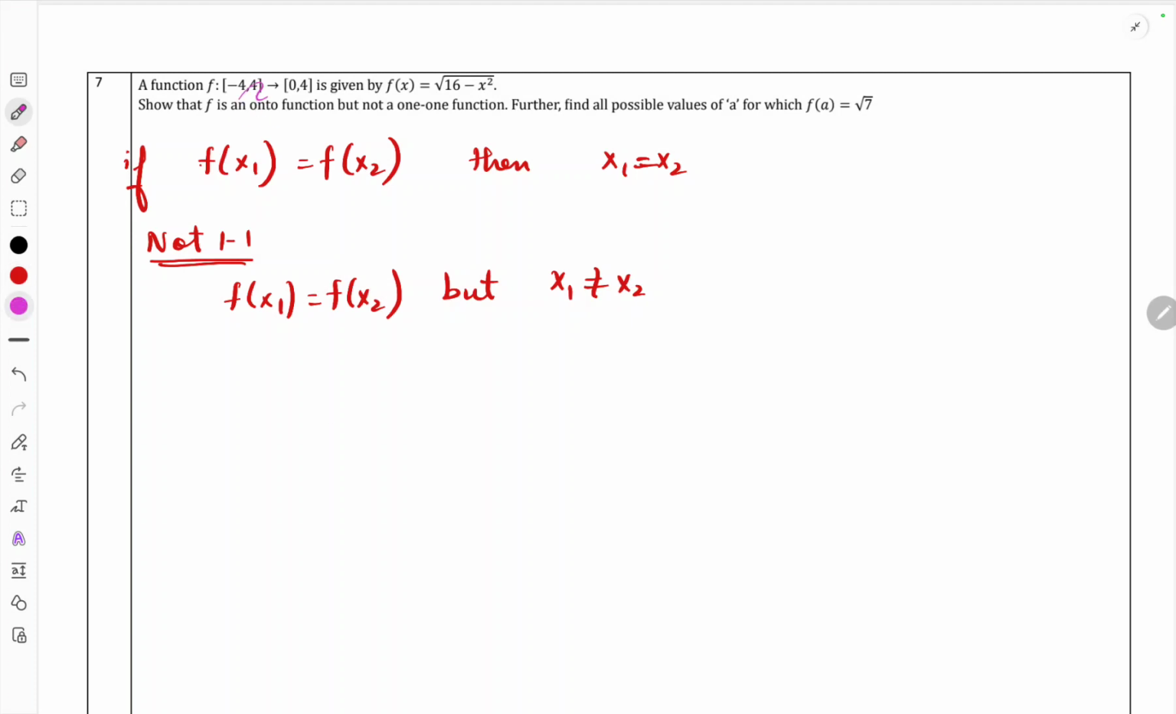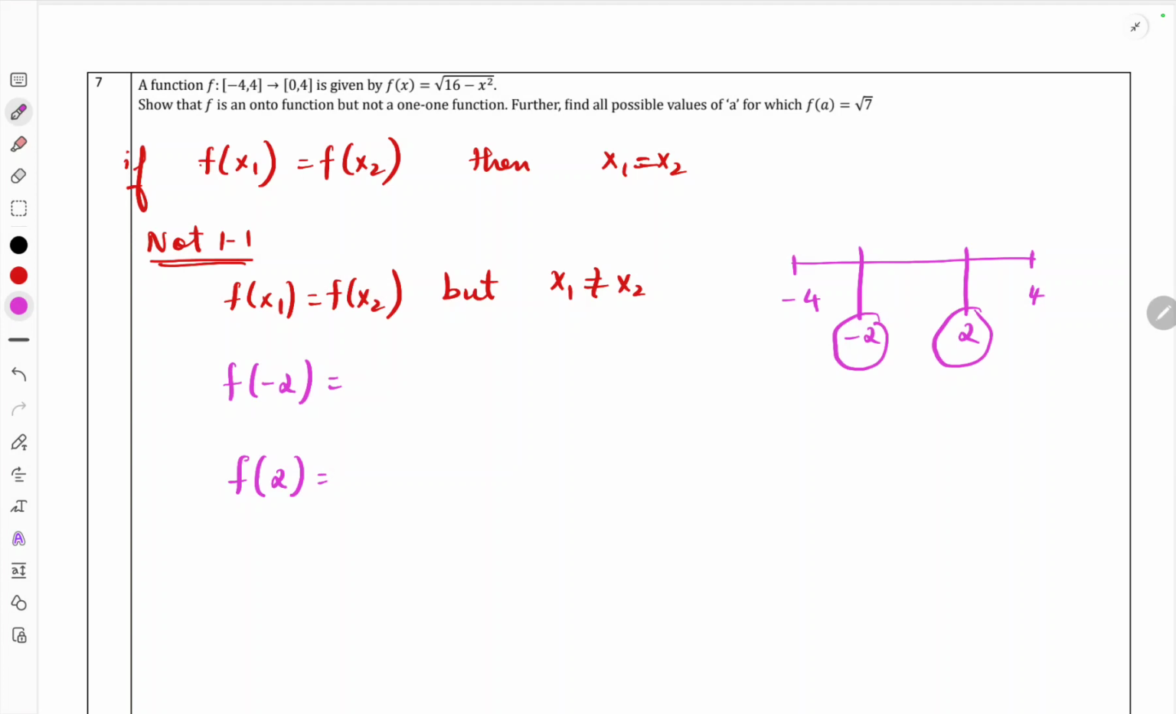Now suppose it is from minus 4 to 4. Take any point between minus 4 and 4. Let's take minus 2 and plus 2, so a negative of that number and the positive of that number. Now just substitute f of minus 2 and find the value, and here also f of 2.